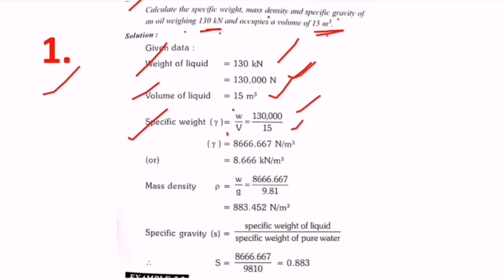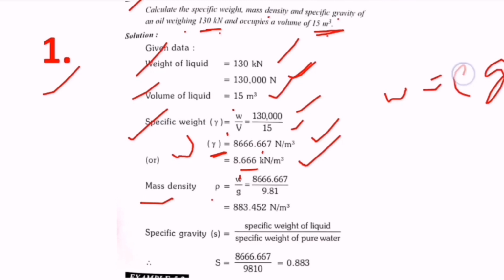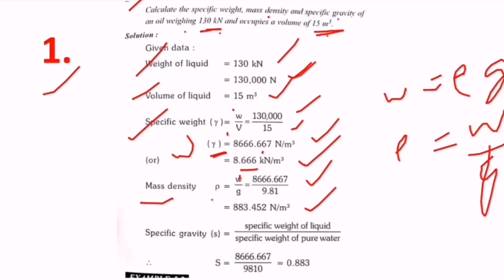So we will get the answer as 8,666.667 Newton per meter cube. Or we can take it in kilonewton, that is 8.6 kilonewton per meter cube. That is specific weight, denoted with gamma or sometimes W also. Next, go for mass density. Rho equals W by g. Anyway, we know that W equals rho into g. From this we can take rho equals W by g. So that is 8666.6 by 9.81, equals 883.452.